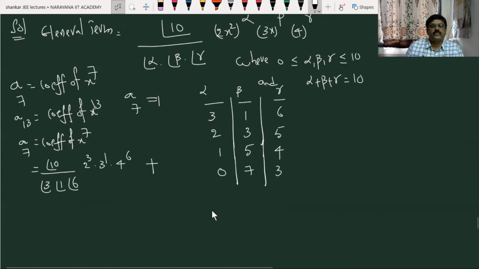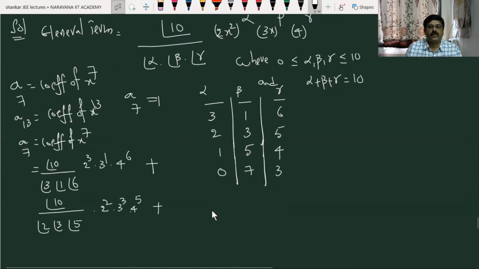Second row. What is this? 10 factorial by 2 factorial into 3 factorial into 5 factorial into, when alpha is 2, it is 2 square coming. Beta 3 means 3 cube. Gamma 5 means 4 power 5. Next, plus.